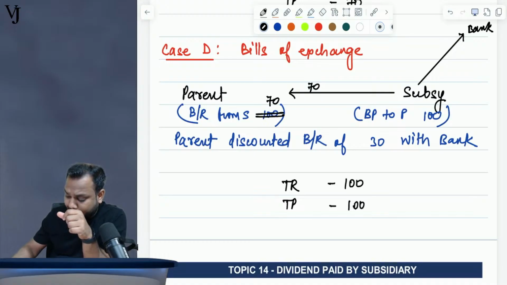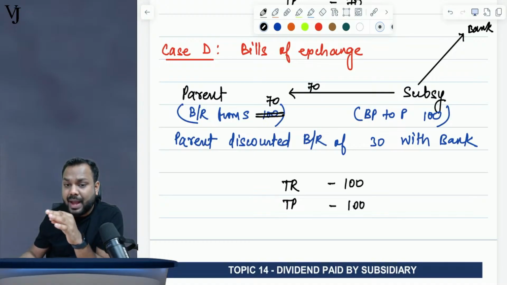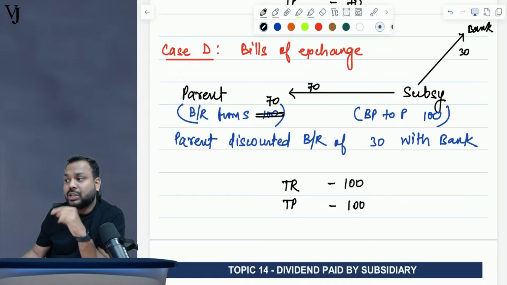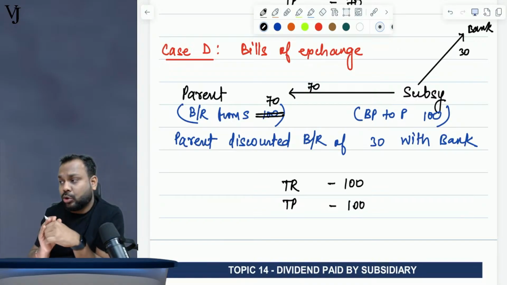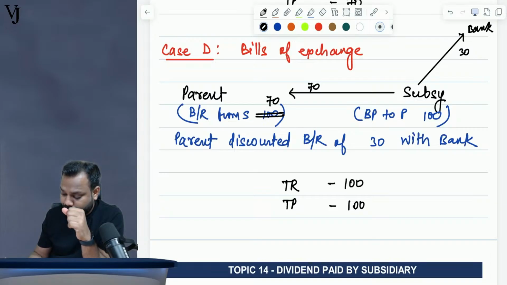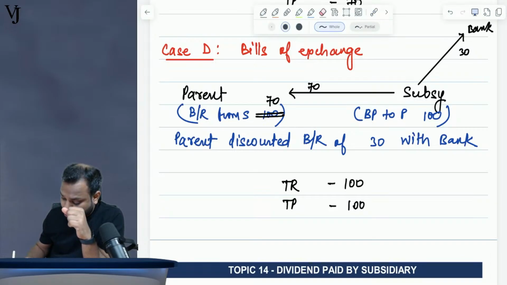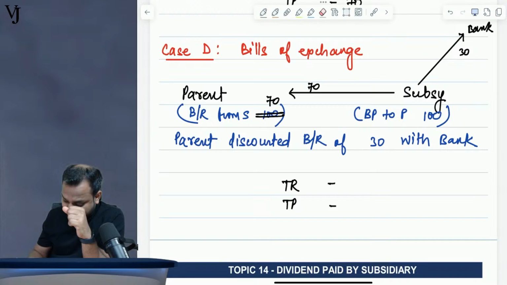Now tell me, is the bank a part of the group? No. So this 30 is payable outside the group. Will that be a part of contra? No. So I will be reducing 70. Is it clear, everyone?